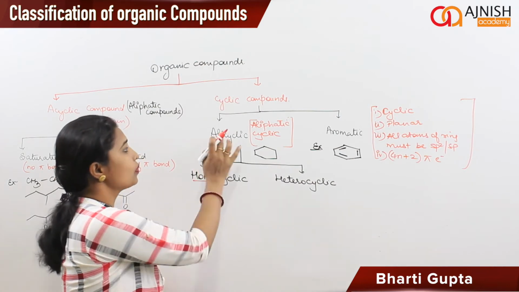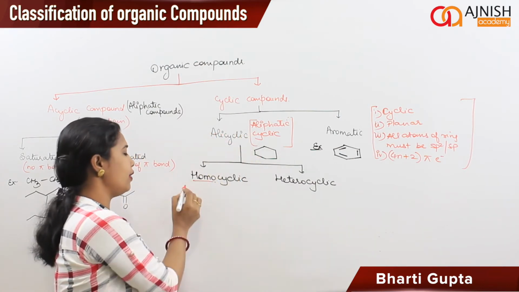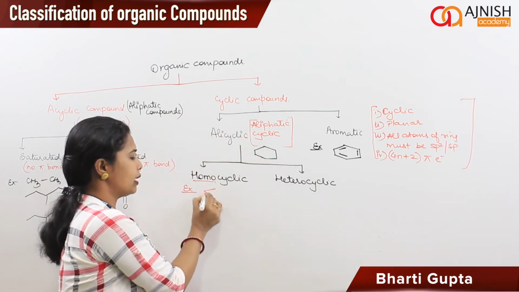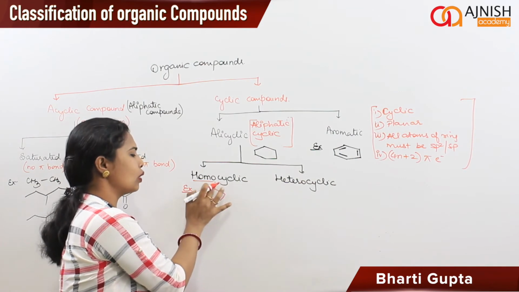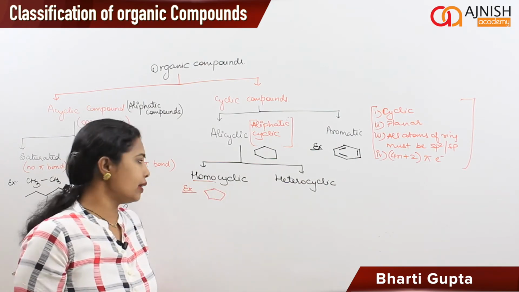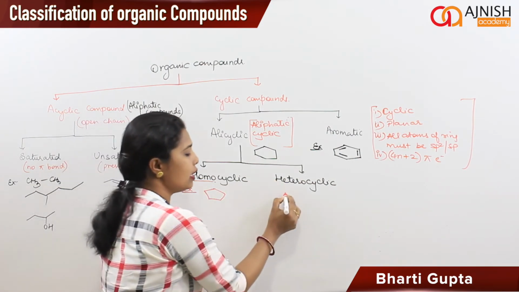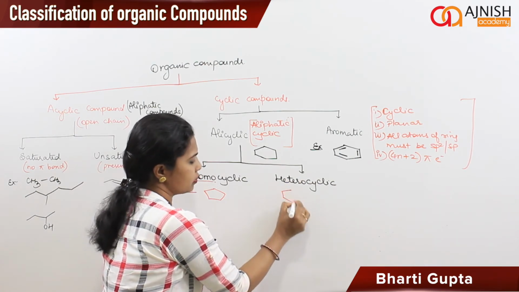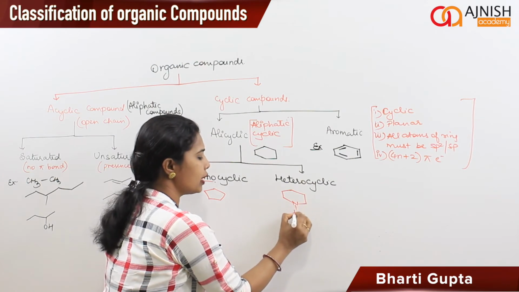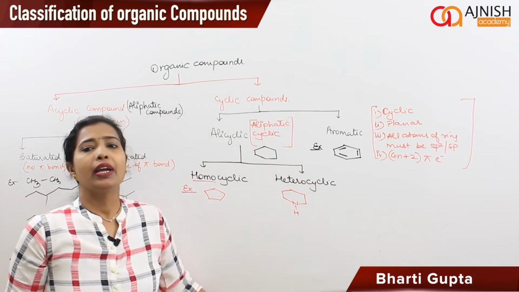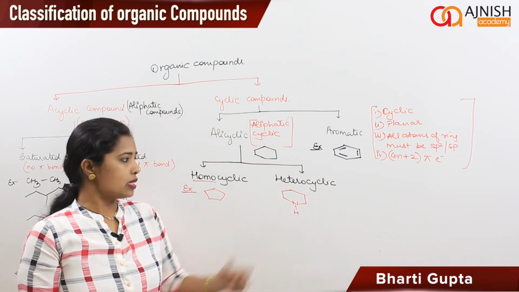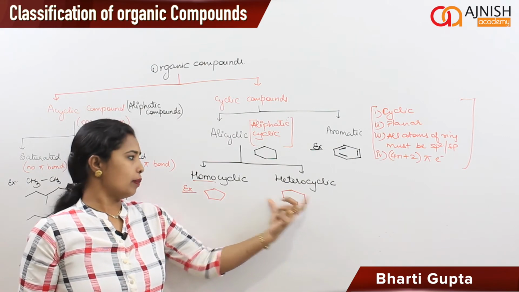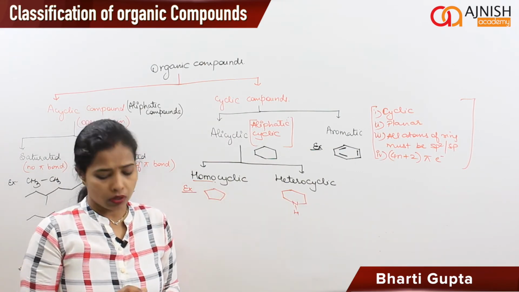For example, homocyclic and aliphatic we have cyclopentane, cyclohexane, cyclobutane, anything. This is homocyclic. And heterocyclic, suppose we have some heteroatom in the ring. If we take, suppose, a 6-membered ring with a nitrogen atom, this is an example of heterocyclic. So this is a heterocyclic compound and this is a homocyclic compound.